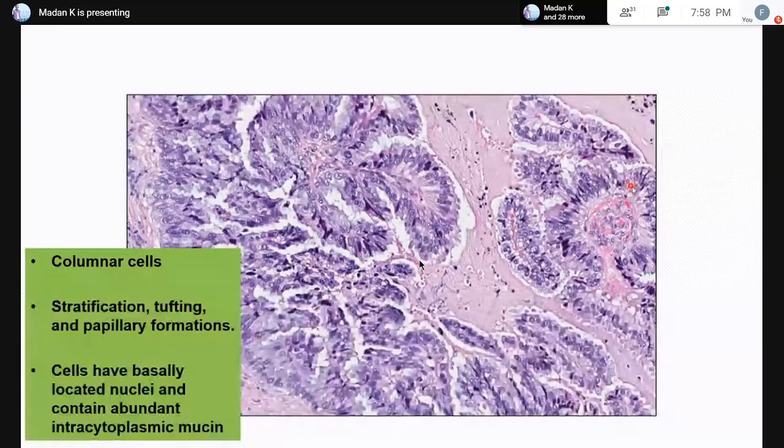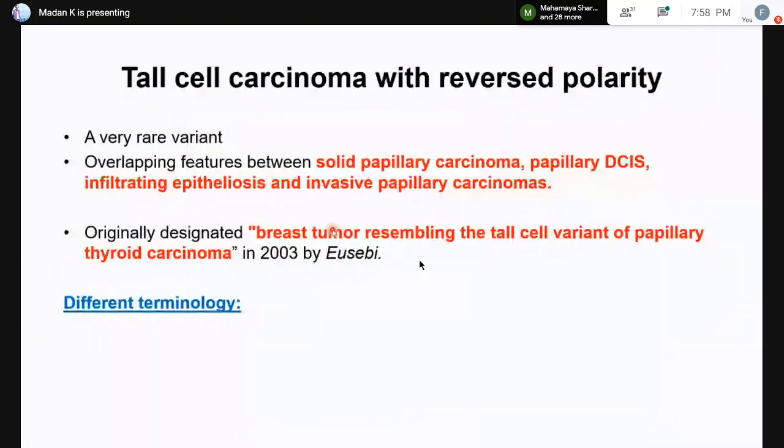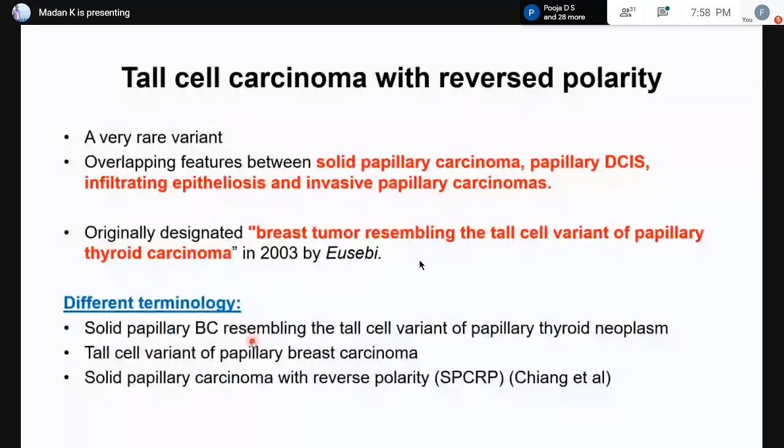The second entity is tall cell carcinoma with reverse polarity. This is again a very rare variant, and this entity shows overlapping features between solid papillary carcinoma, papillary DCIS, infiltrating epitheliosis, and invasive papillary carcinomas. The approach to papillary neoplasms of breast has been dealt with in detail in the previous topic by Dr. Swati. These tumors were originally designated as breast tumor resembling the tall cell variant of papillary carcinoma thyroid in the year 2003. There were various other terminologies used for this entity, such as solid papillary breast cancer resembling tall cell variant of papillary thyroid neoplasm, tall cell variant of papillary breast carcinoma, and solid papillary carcinoma with reverse polarity.